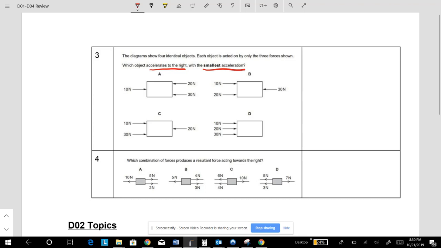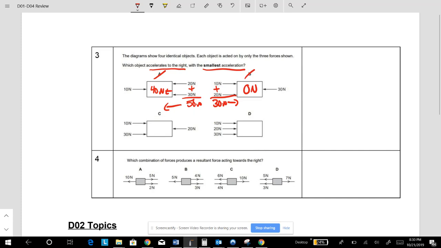So if we look at A, since they're both on the same side of the object, these two would be a 50 Newton to the left and a 10 Newton to the right. So technically my net force would be 40 Newtons to the left. So I knew that one is the wrong answer with A. B, okay, I have 10 and 20, so I have a total of 30 Newtons to the right, 30 Newtons to the left, so I have a net force of 0.